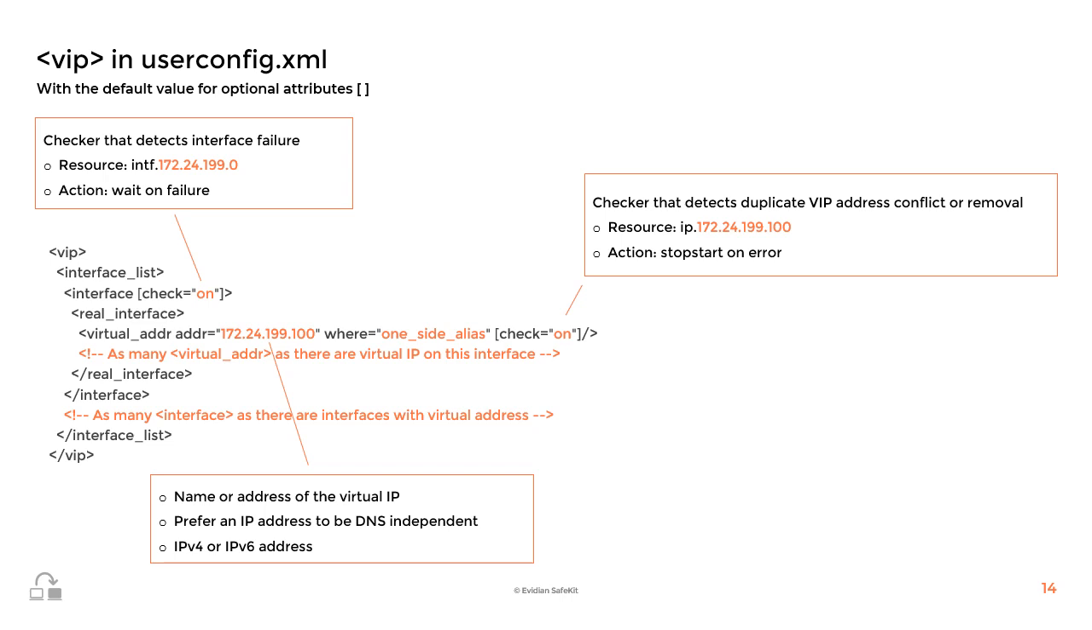The check attribute set to on in the virtual ADDR tag means that a checker will detect duplicate VIP address conflicts or removals. As shown in the text box of the slide, a resource is associated with this checker, and the action taken on error is to stop and then start the module. Finally, you can set several virtual IP addresses on the same network interface by replicating the virtual ADDR tag. And you can also replicate the interface tag to set virtual IP addresses on several network interfaces.